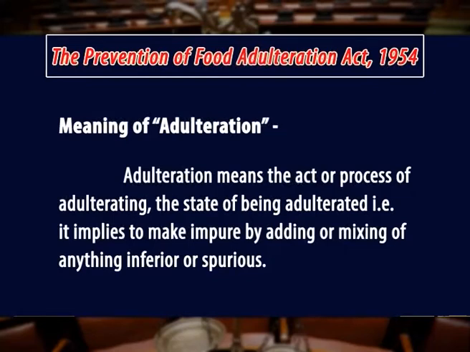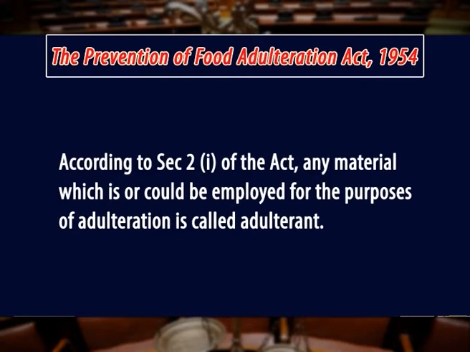Now we will discuss some of the important terms used and defined in the Act. Meaning of adulteration. Adulteration means the act or the process of adulterating, the state of being adulterated, that is, it implies making impure by adding or mixing anything inferior or spurious. According to Section 2(i) of the Act, any material which is or could be employed for the purpose of adulteration is called an adulterant.